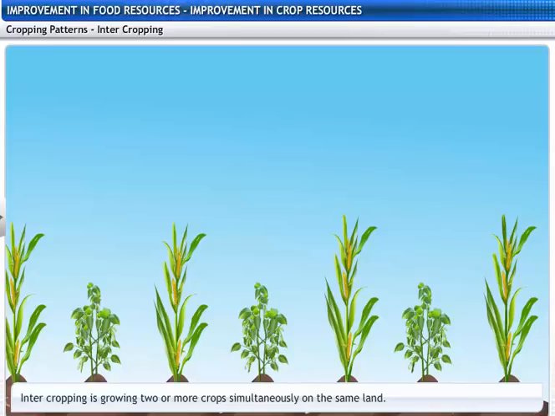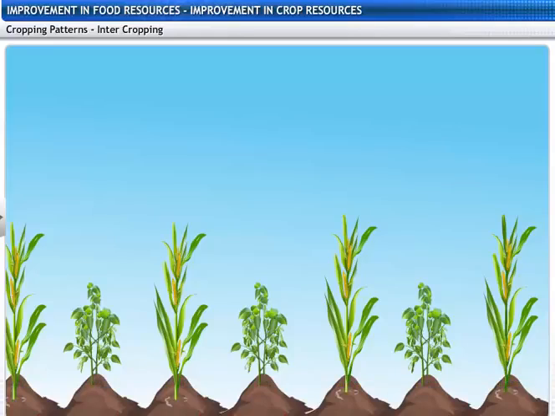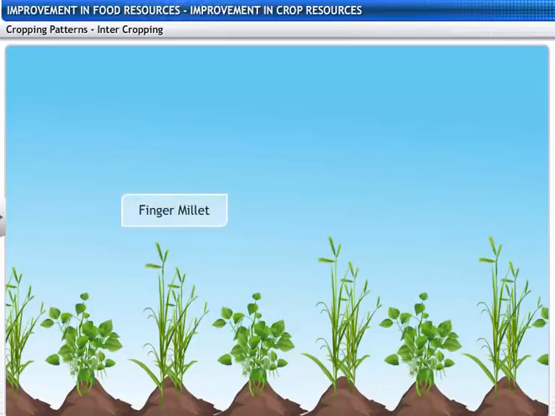Intercropping is growing two or more crops simultaneously on the same field with a few rows of one crop alternating with a few rows of a second crop. Examples include soybean and maize, or finger millet and cowpea. The crops are selected such that their nutrient requirements are different. This ensures maximum utilization of the nutrients and also prevents pests and diseases of one crop spreading to the other crop in a field.